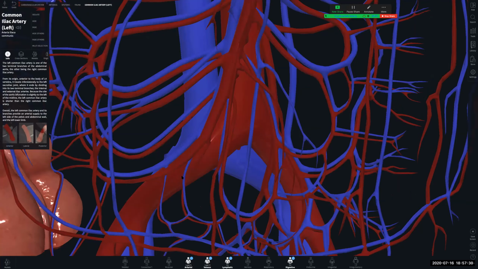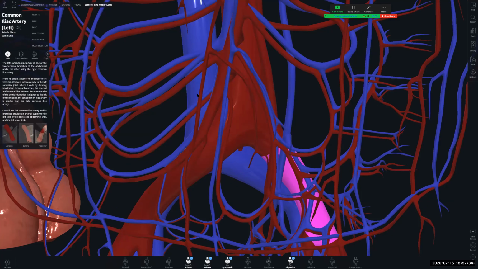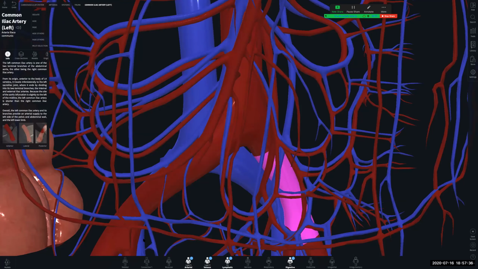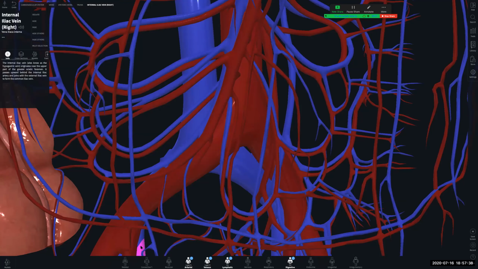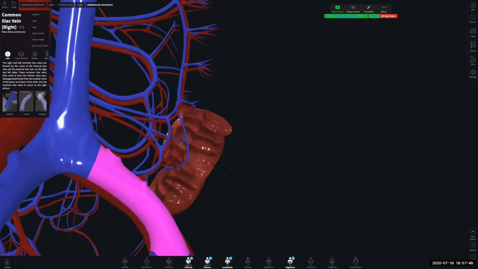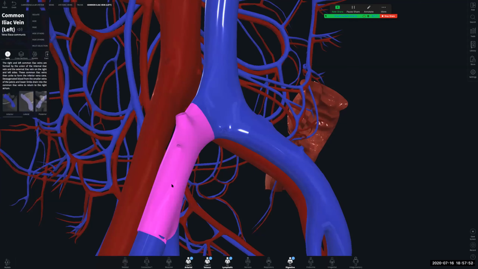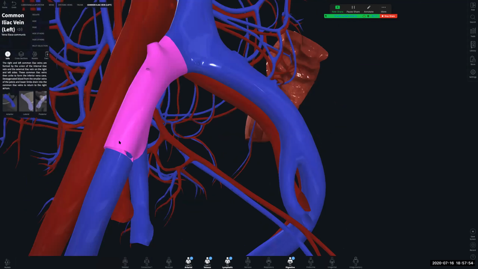And then similarly with veins, with the inferior vena cava coming from the merging of the right and left common iliac veins. So these are your common iliac veins. Let's look at it from the back. Right common iliac vein, left common iliac vein.